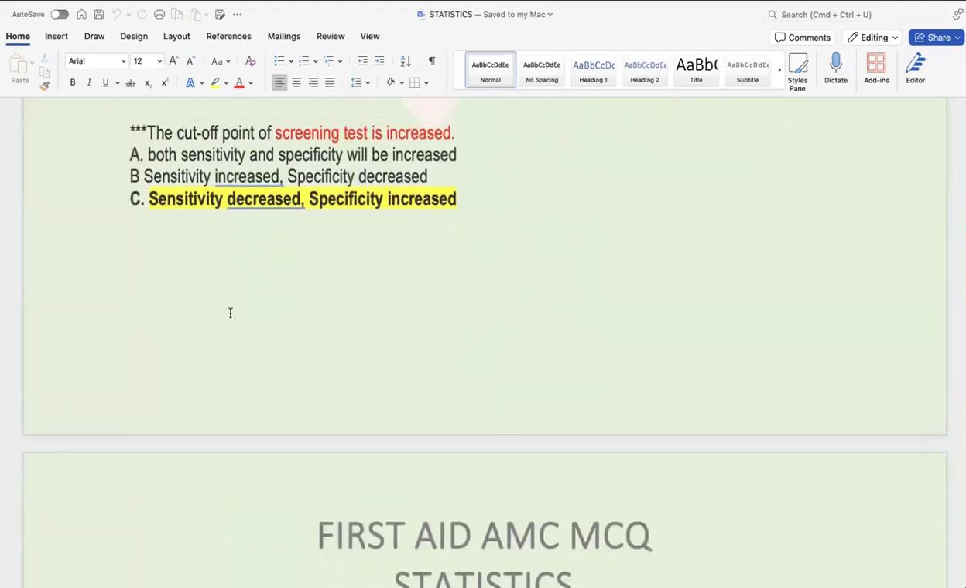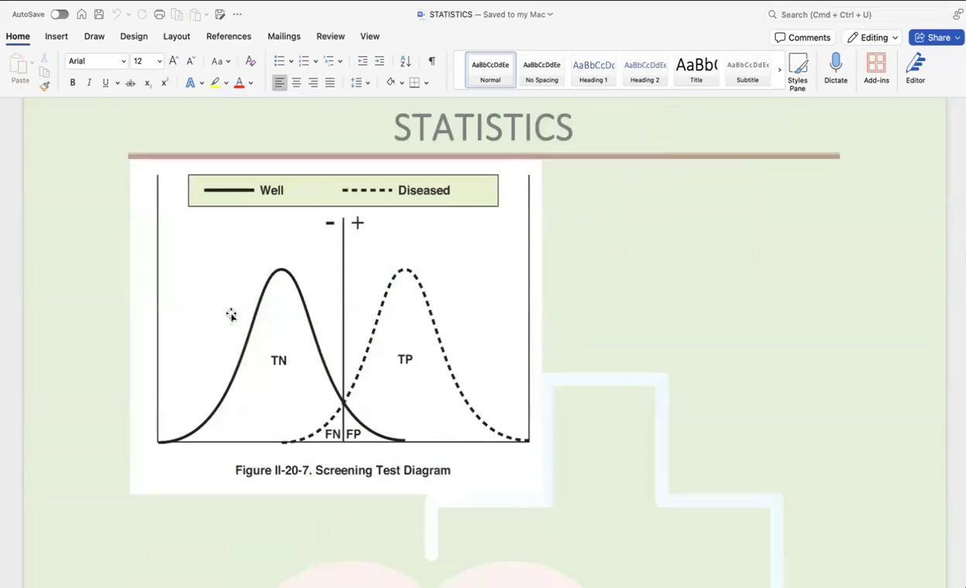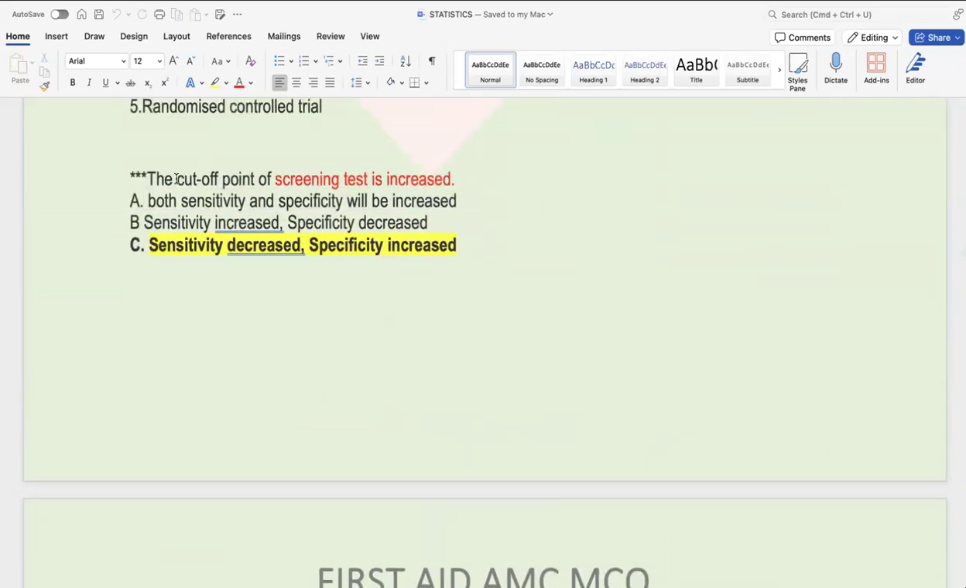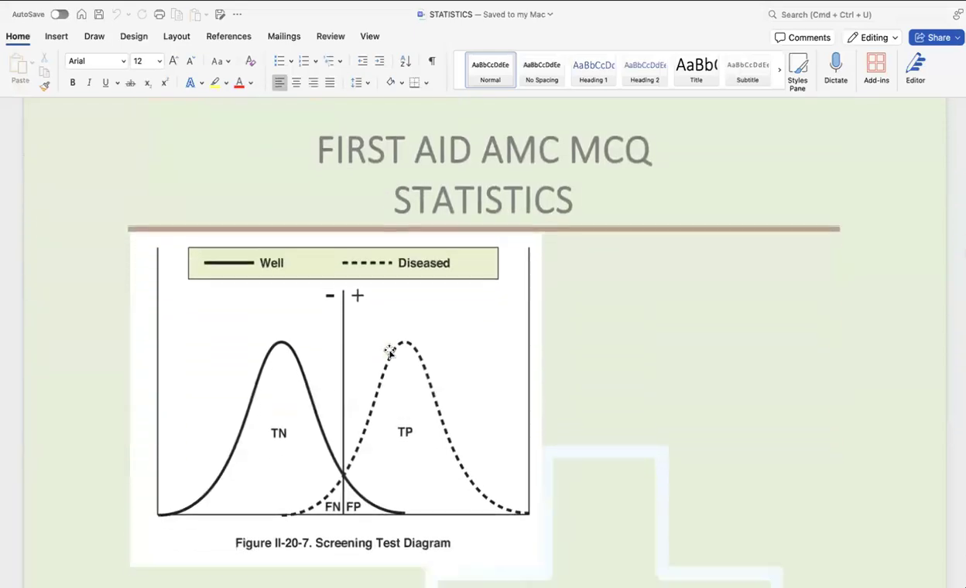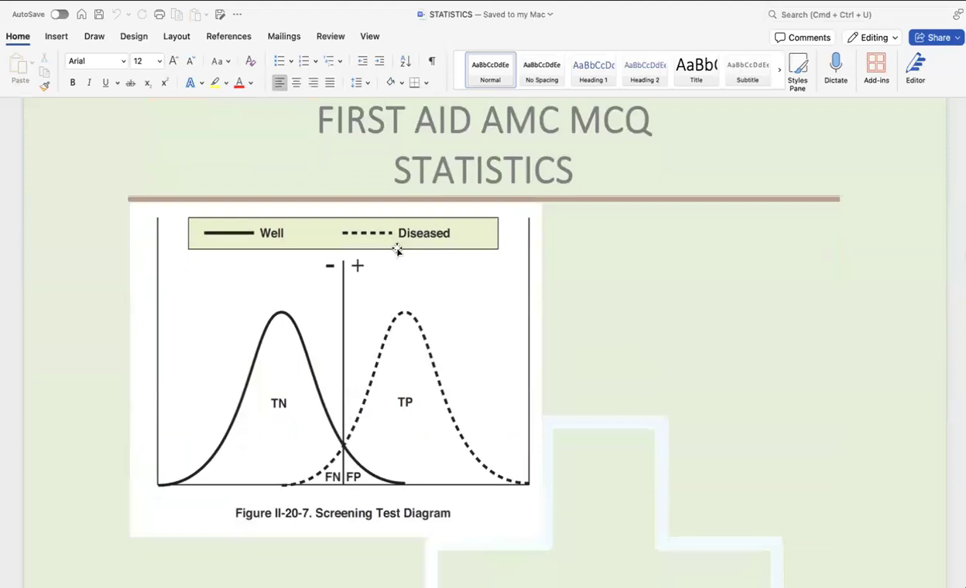Now, this is a tricky question. They give you this kind of screening test diagram, and this will be given, and then they say the cutoff point of the screening test is increased. So this is the cutoff point.